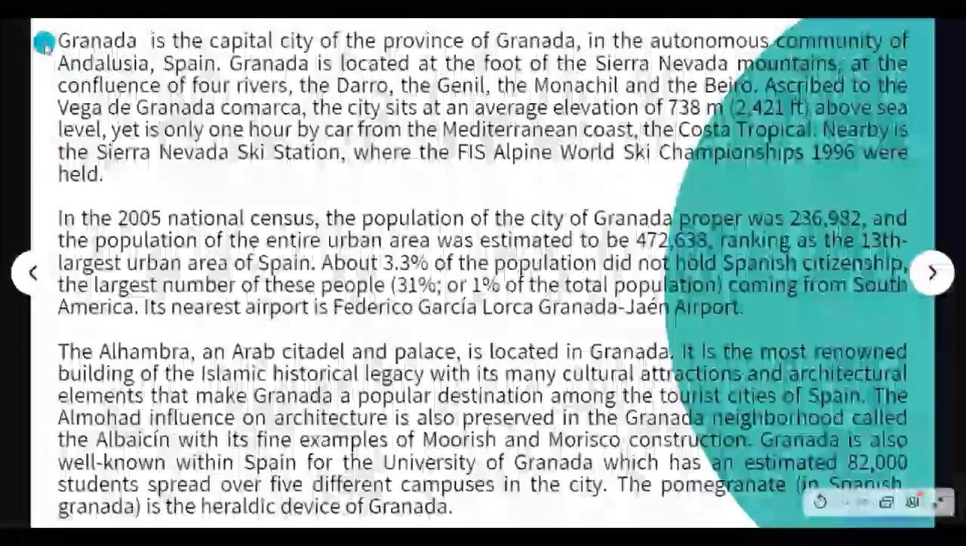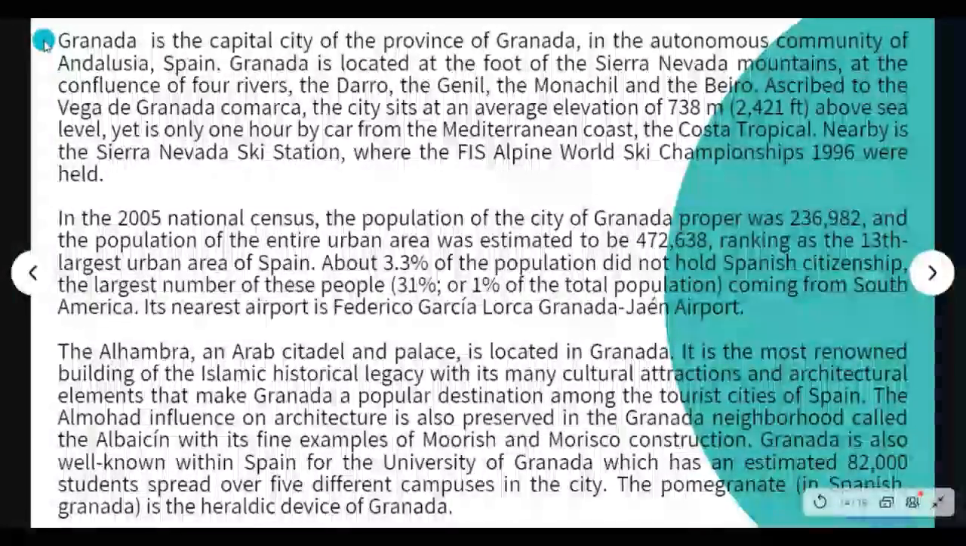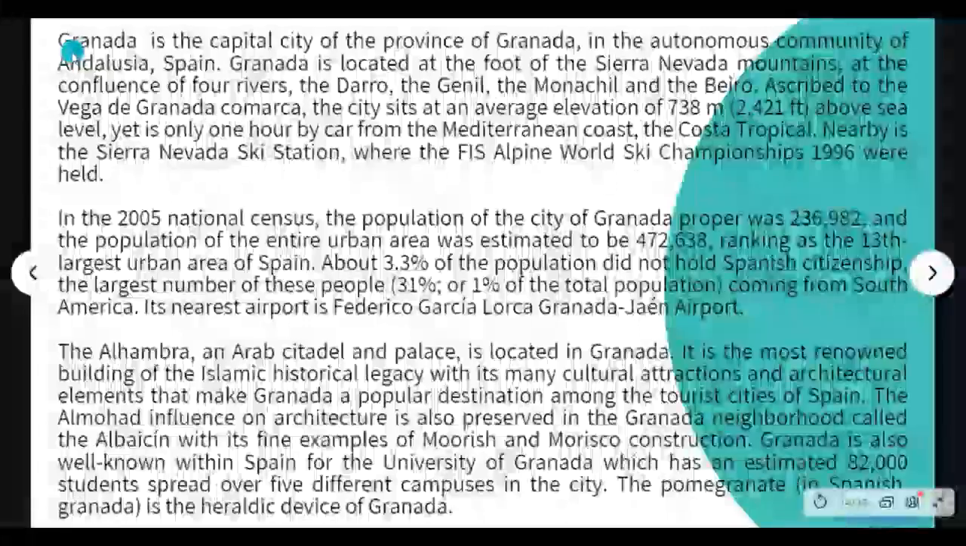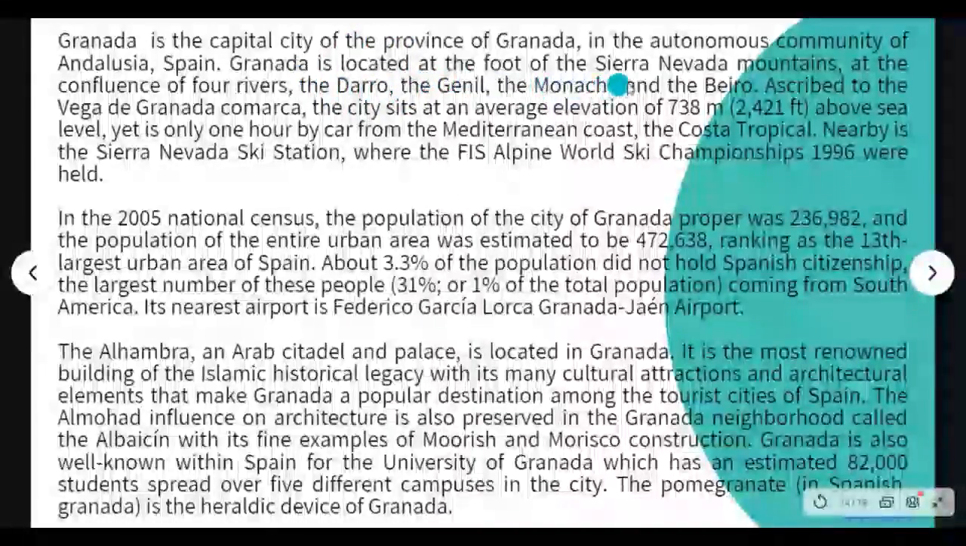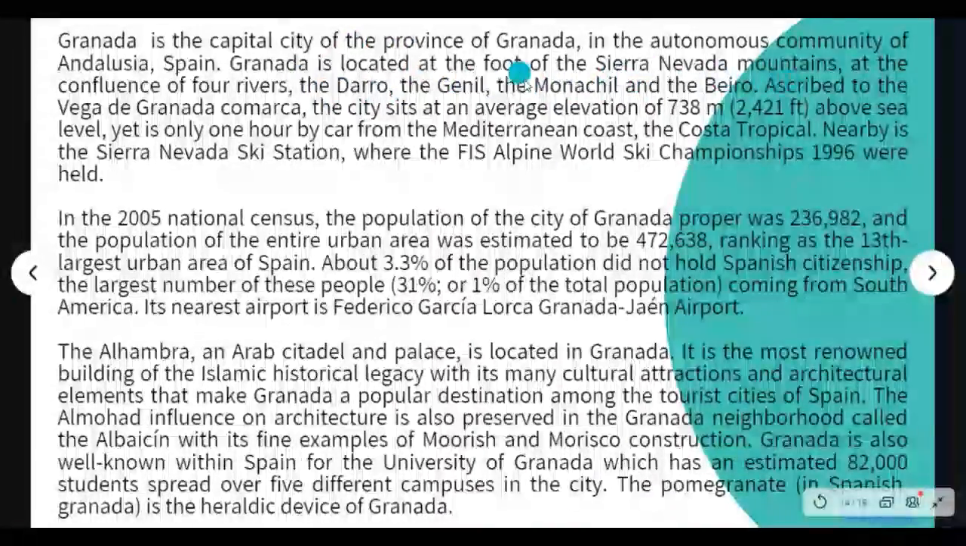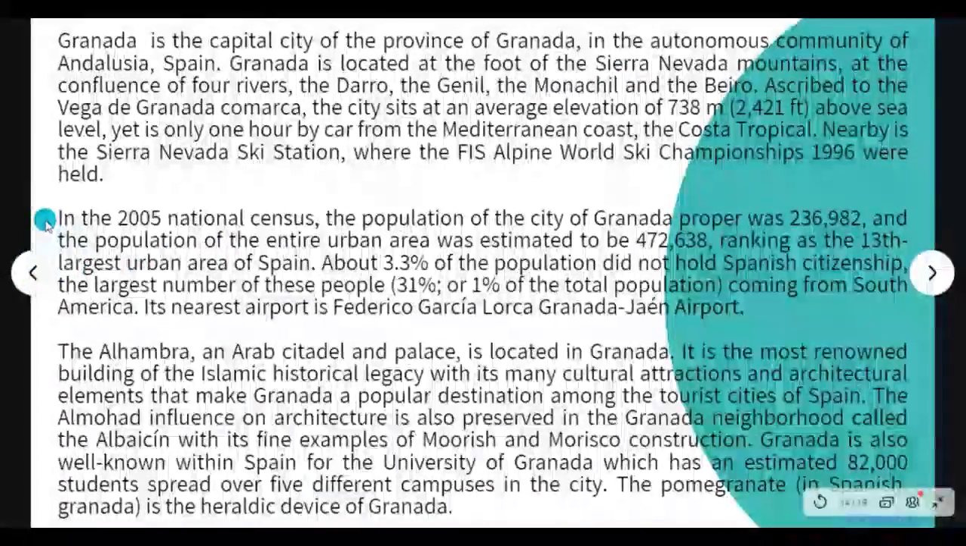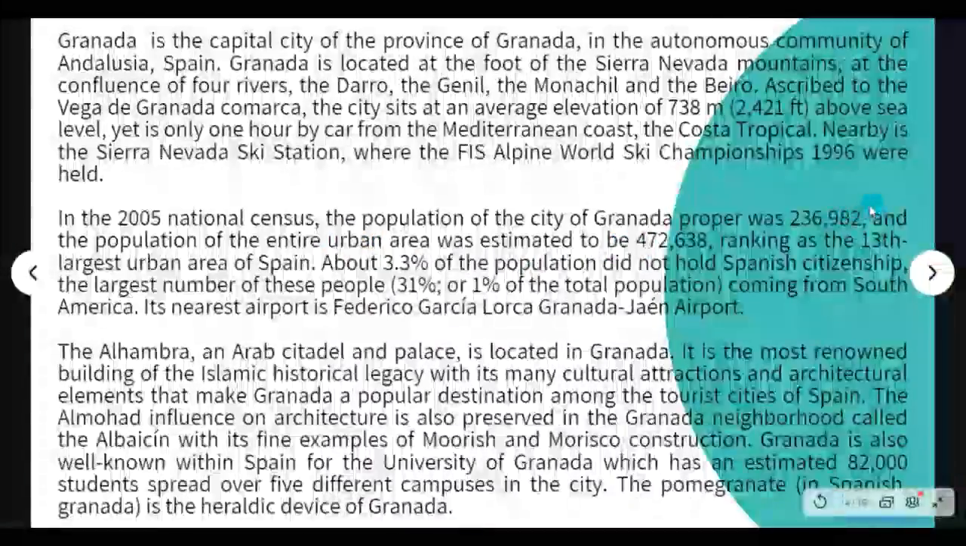Here is Granada that is going to describe here. So anything in this essay, in these paragraphs, will only talk about Granada and all of its features, such as location. Granada is located at the foot of the Sierra Nevada mountains, and so on. And then here it is explained about the national census of Granada. In the 2005 national census, the population of the city of Granada proper was this number.